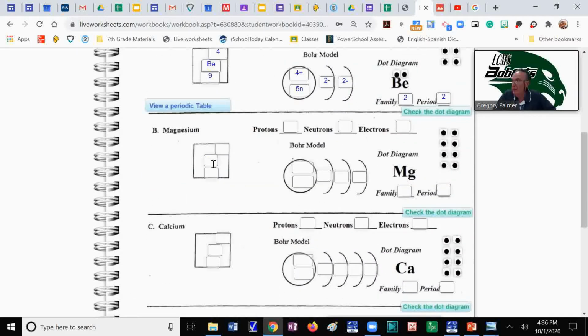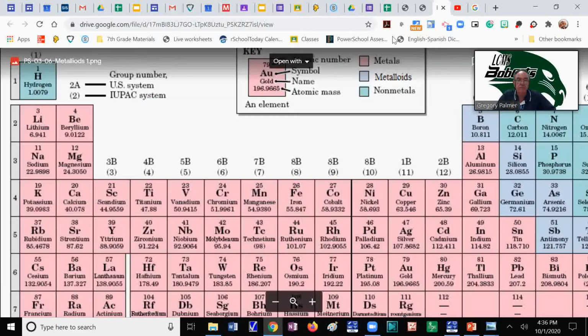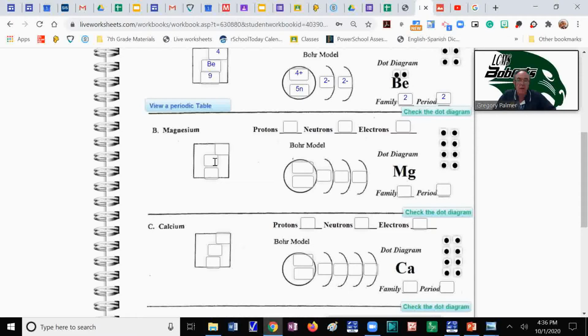We're going to look for magnesium on the periodic table. Magnesium is right here underneath beryllium, and it says it has an atomic number of 12, and it says 24.3. We're going to round that off to the nearest whole number, which is 24. We're going to put in our symbol Mg, atomic number of 12, mass 24, and from the atomic number, we know that it has 12 protons. Find the neutrons, 24 minus 12 is 12.